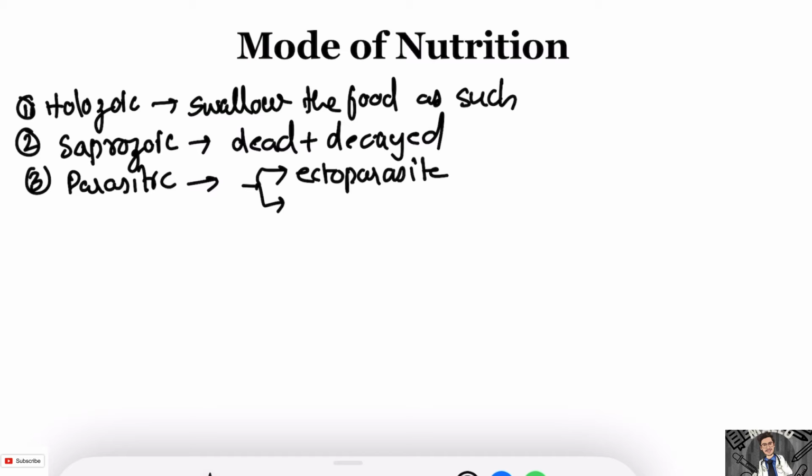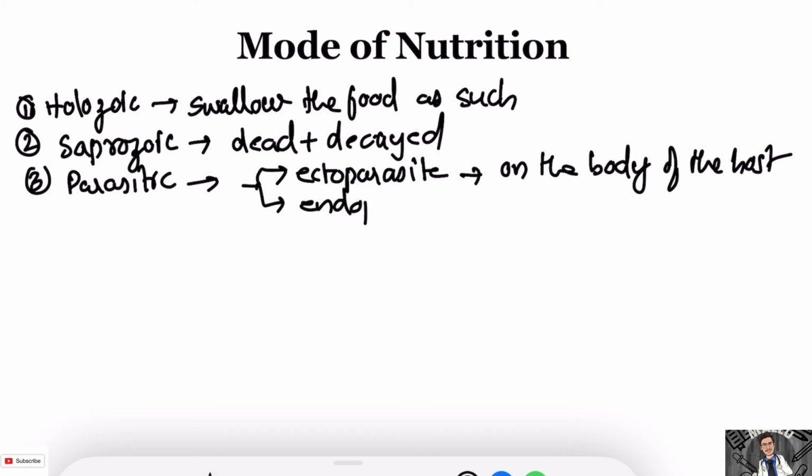If the parasite lives on the body of the host, then we call it an ectoparasite. Endoparasite means it lives inside the body of the host. Alright, for example, for the ectoparasite is the lice that you have in your hair or upon your scalp or head. Endoparasites are those parasites which live inside the body.